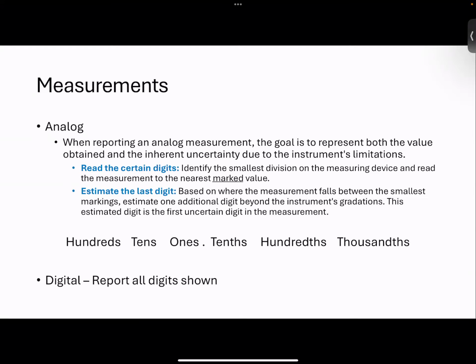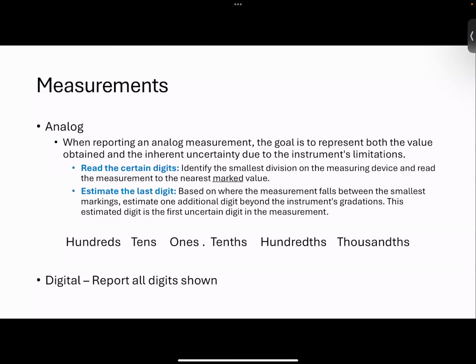Okay, there's going to be 2 types of instruments that we are going to use. The first type of instrument is going to be the toughest in order to get an accurate measurement with. It is called an analog instrument. Analog measurements. When you record a measurement from an analog instrument, analog means that you have to read markings. It's not digital. That's what it means.